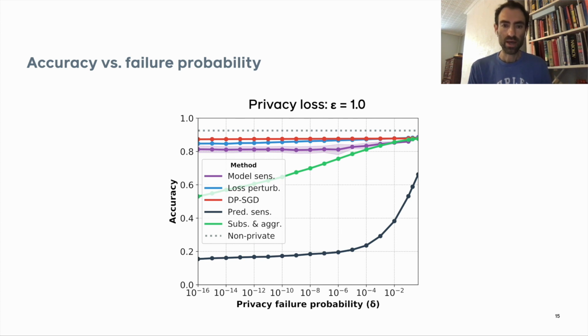We also looked at how accuracy changes as a function of the privacy failure probability delta. Interestingly, the private training methods are relatively flat. They are insensitive to relatively large order of magnitude changes in delta. However, the private prediction methods, on the other hand, actually get worse noticeably as we decrease delta.